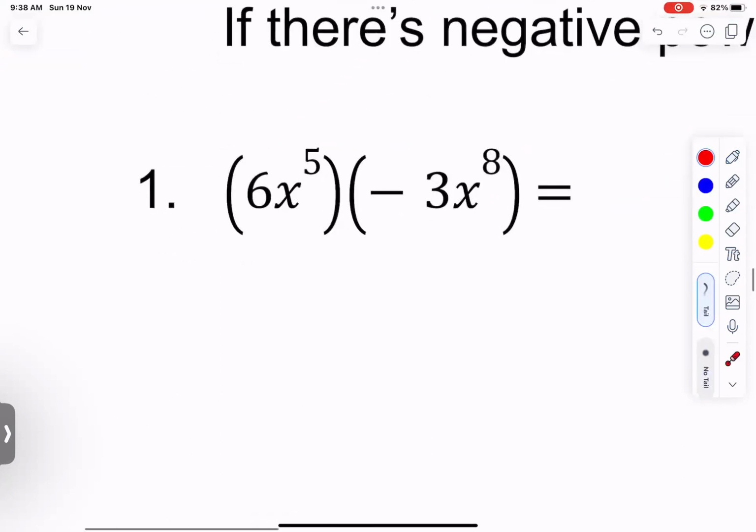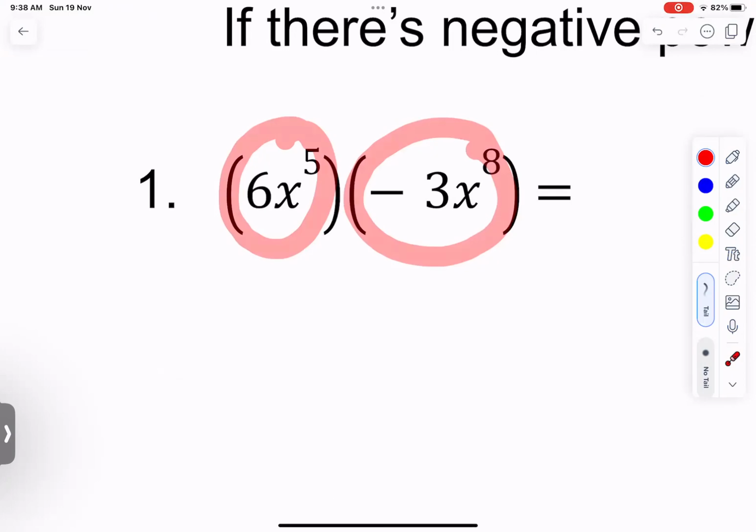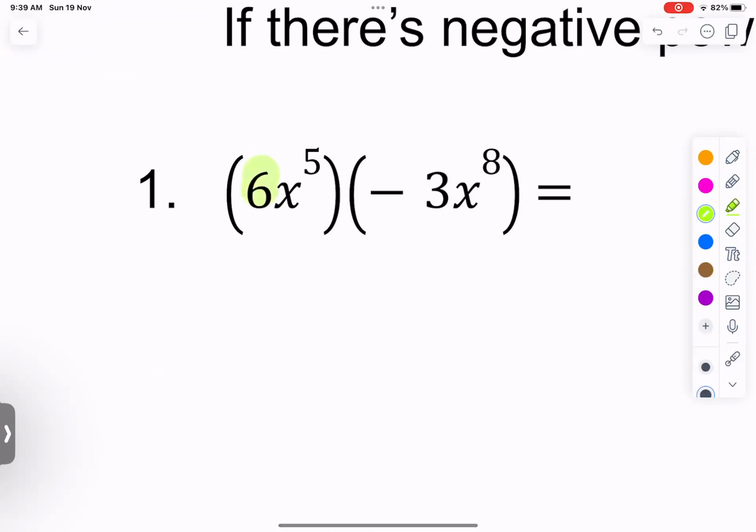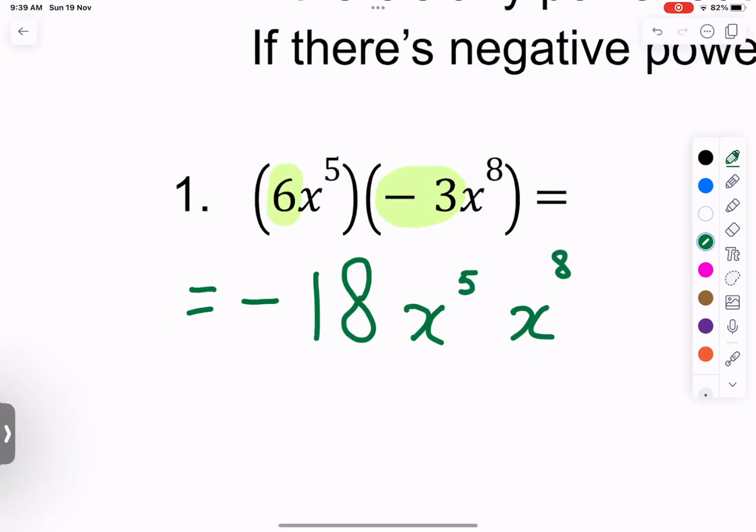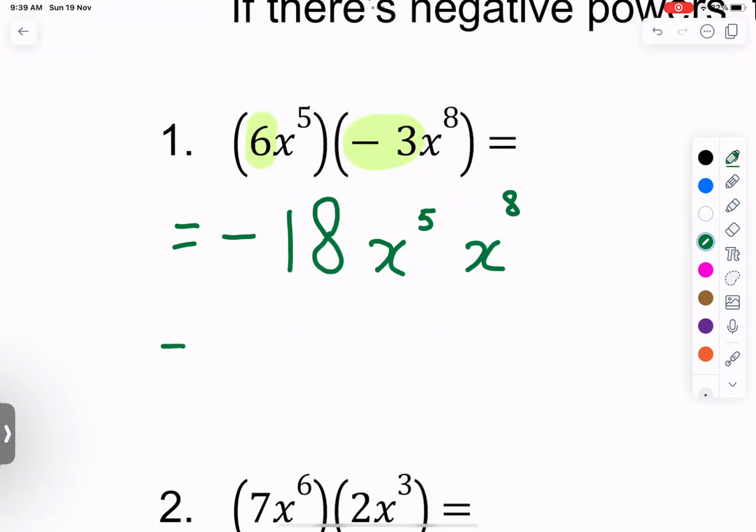So for this question, is there any bracket? Brackets mean multiply, so this whole thing multiplies with this one. Deal with numbers first. Are there any numbers? Yes, 6 times negative 3. You can click the calculator: 6 times negative 3 gives negative 18. And then if you're confused about the next step, just write the unknowns once first. All the unknowns. For the numbers, is there anything else to do? No, just copy it down.